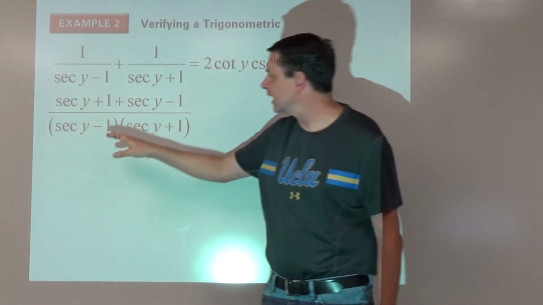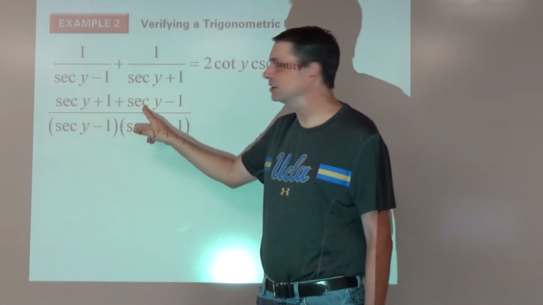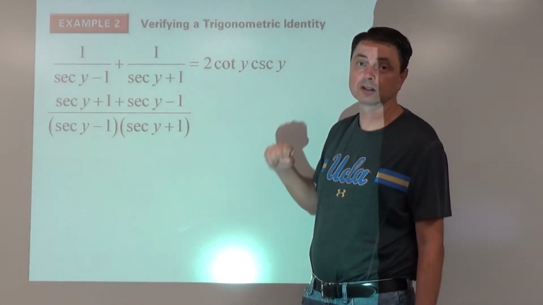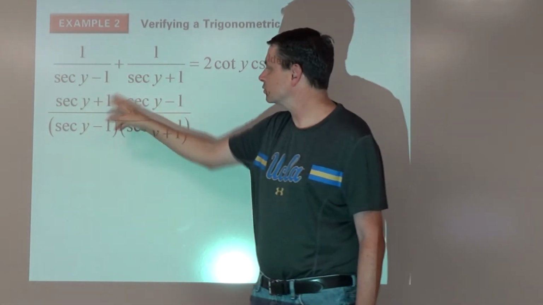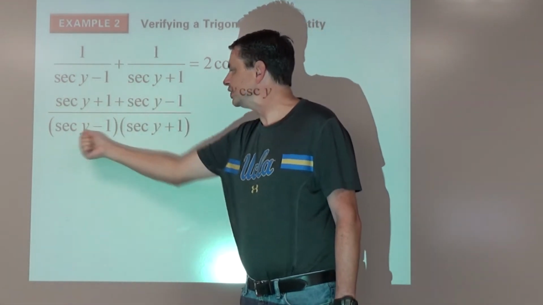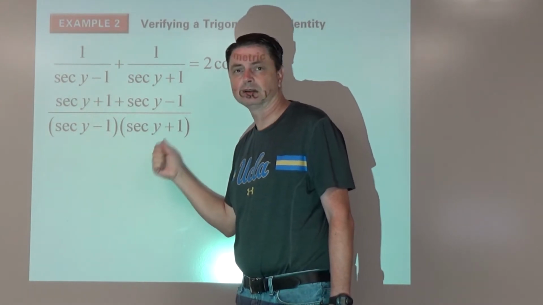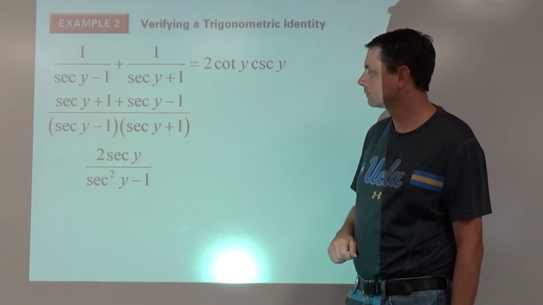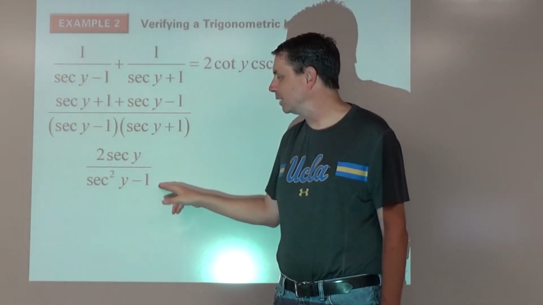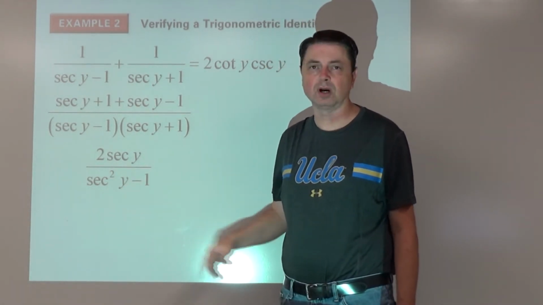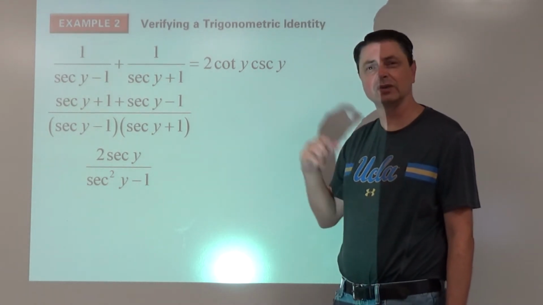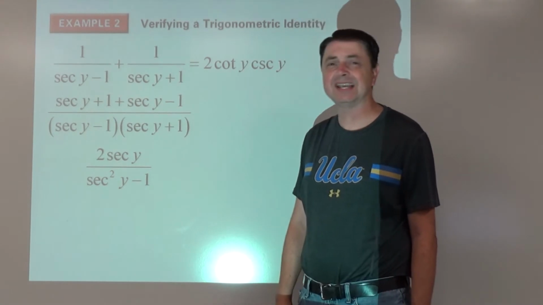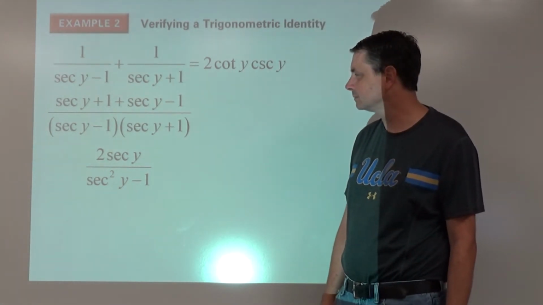So if we simplify that, secant y plus secant y, we get 2 secant y. We need that 2. The plus 1, the minus 1, they're going to cancel out. We should multiply these together. Difference of squares. And then secant squared y minus 1, that seems to be Pythagorean. If we look back on our Pythagoreans, I think we're going to see this is going to come out to be tangent squared y.